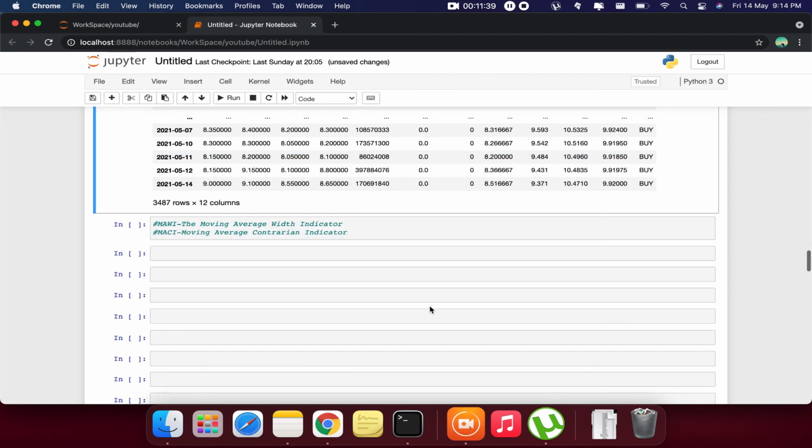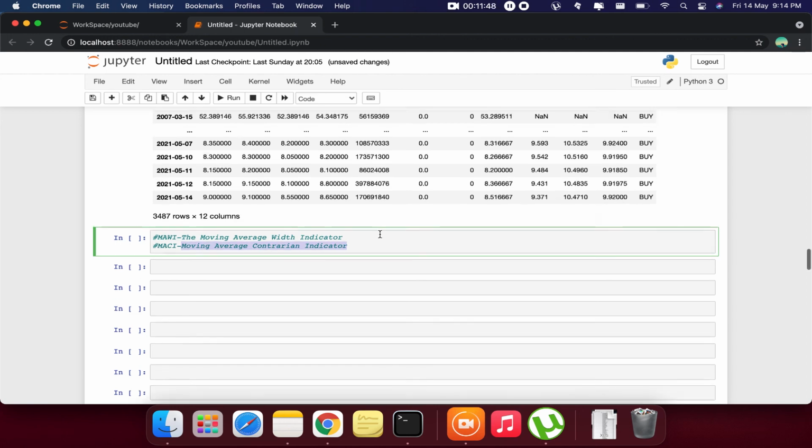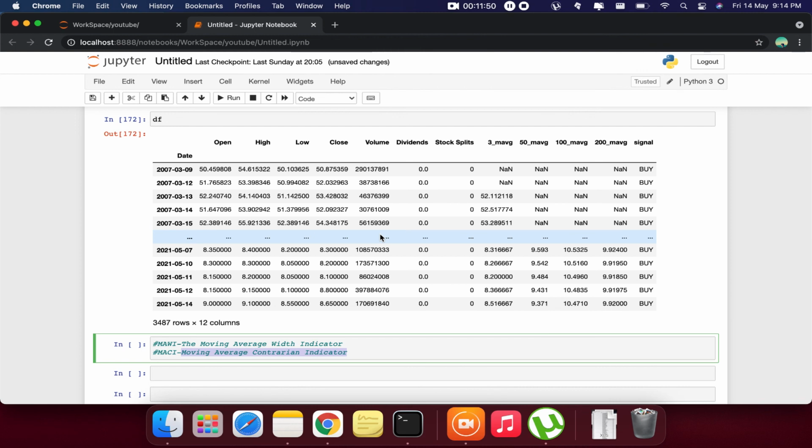And in the next video we'll learn about the moving average with indicator and the moving average contrarian indicator. These are two indicators that can be derived from moving averages, and we'll learn this in the next video.